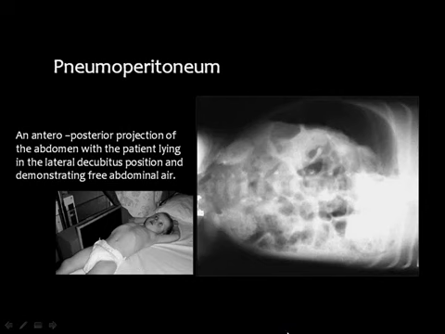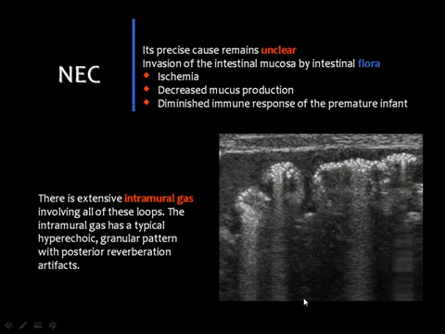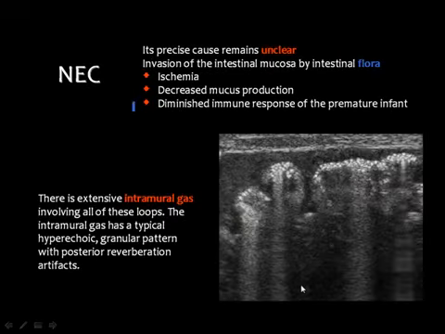underneath the abdominal wall. Then necrotizing enterocolitis is one of the surgical emergencies in some patients if not treated medically, mostly affecting the premature infants, and the incidence is about 1.3 infants per 1,000, and it equally affects males and females. This disease can be easily diagnosed by plain films delineating air pockets along the wall of the intestinal loops, and also can be diagnosed by ultrasound.